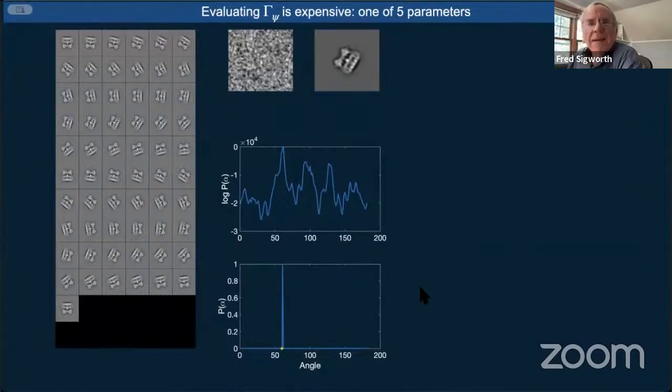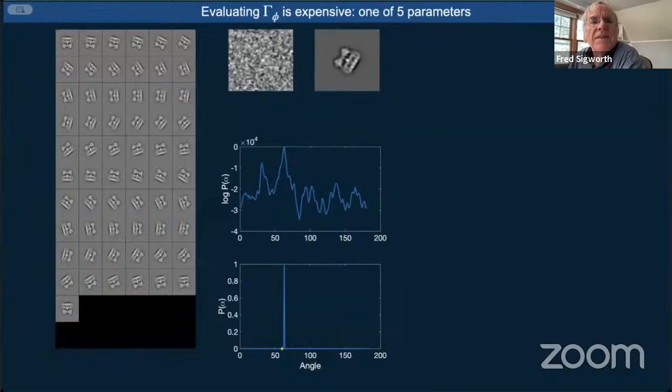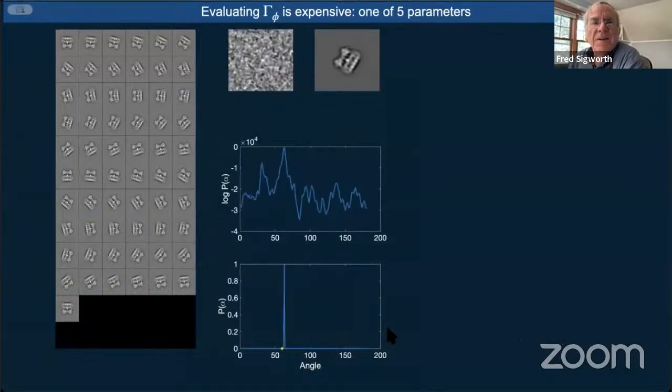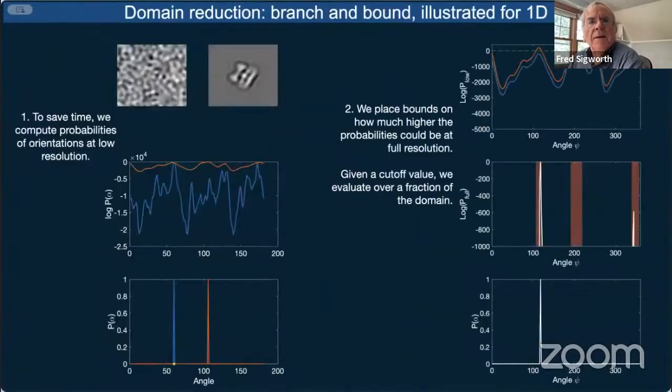Now, finding gamma is expensive, and this is just an example of trying to find one of the parameters, the in-plane rotation angle. So we have a whole bunch of references. There's an image. There's what that's the correct orientation of the image, and this is the correct value of the angle. And as we try different experimental images, sometimes we get totally the wrong answer for the maximum.